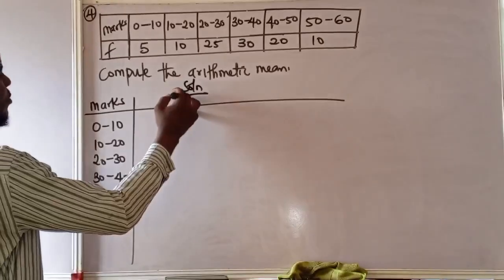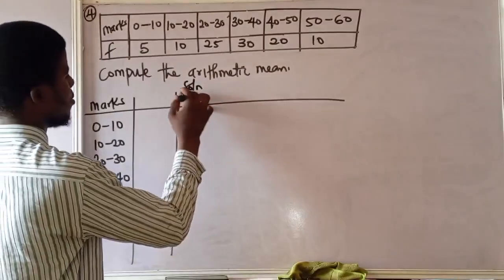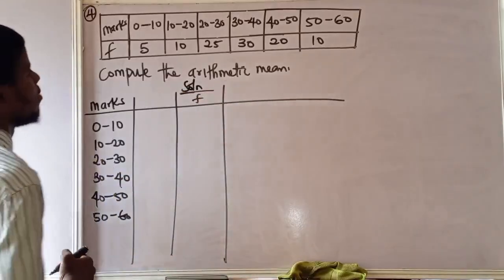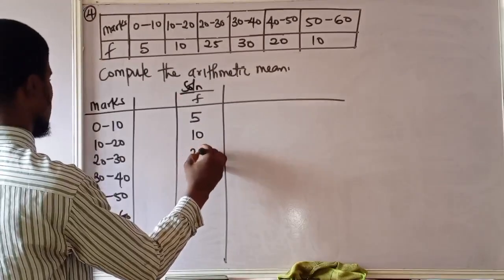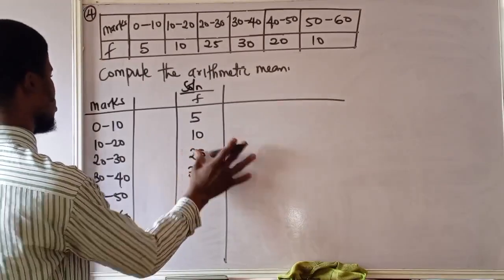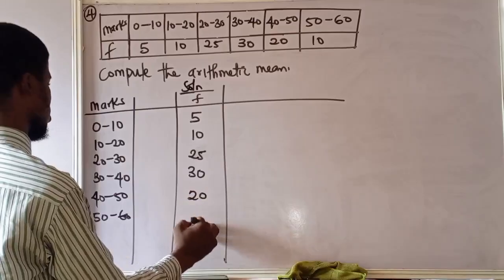And their respective frequencies. I want to put a frequency here: 5, 10, 25. This is 30, 20, and 10.